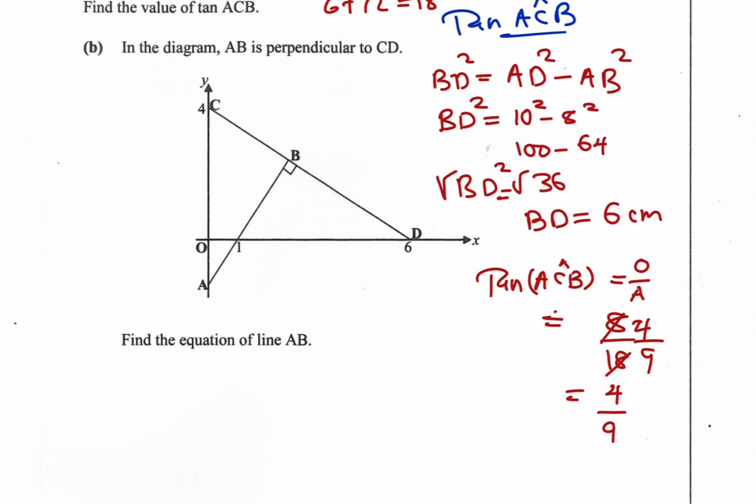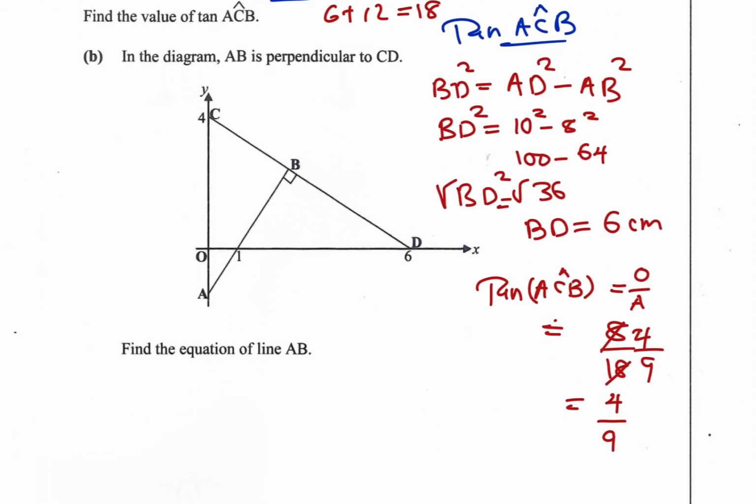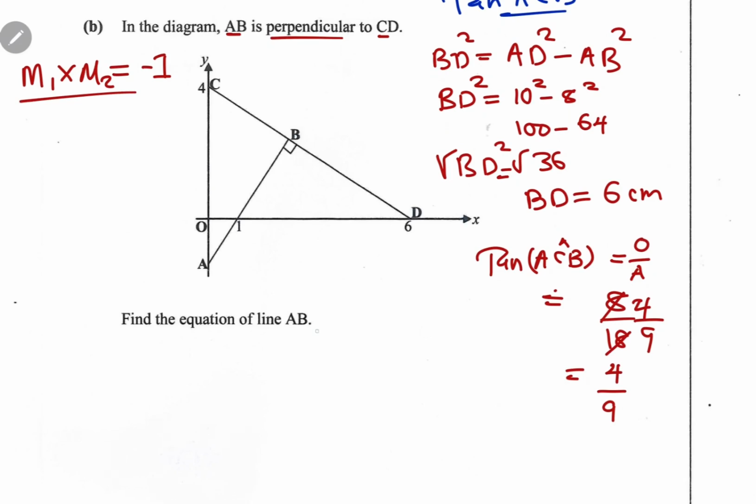This is coordinate geometry. Okay, now in the diagram, AB is perpendicular to CD. So the keyword is perpendicular. Now what should come to your mind is that two perpendicular lines, when you multiply their gradients, should give you -1. First thing. So what is the question? Find the equation of the line AB. So we have this line and this line.